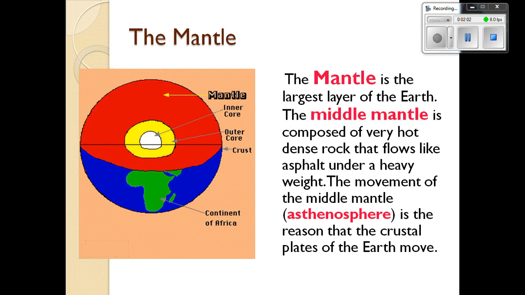The mantle is the largest layer of the Earth. The middle mantle is composed of a very hot, dense rock that flows like asphalt under a heavy weight. We've already talked about that. The movement of the middle mantle is the reason that the crustal plates of the Earth move. So that's going to be within your asthenosphere.